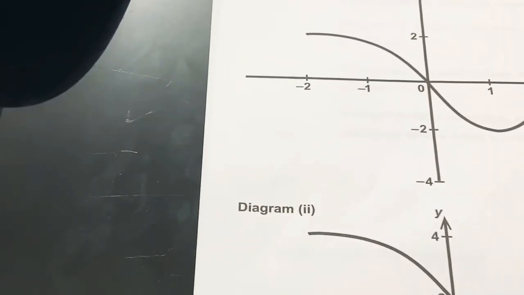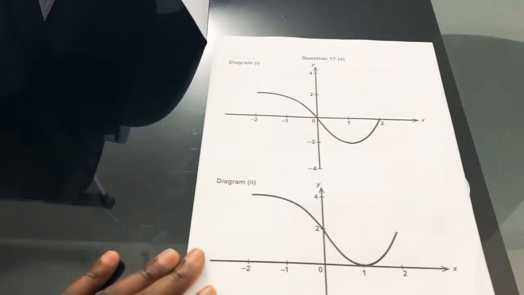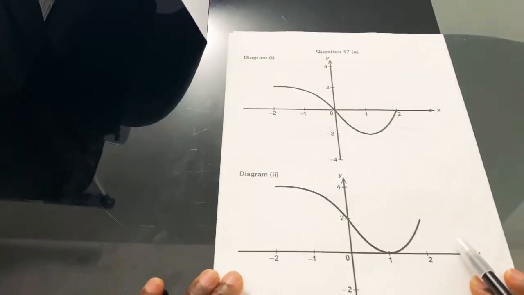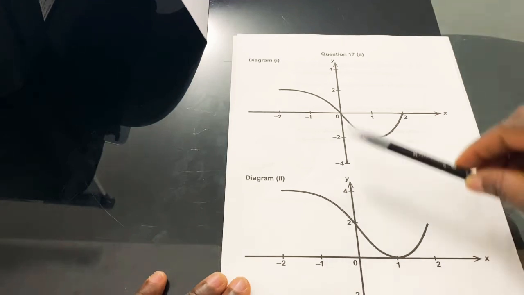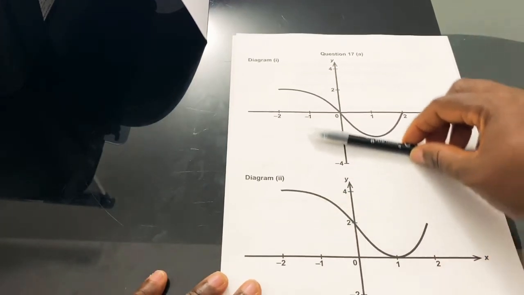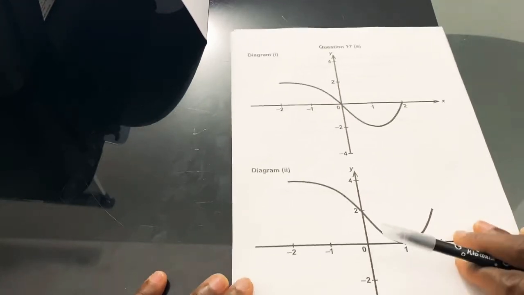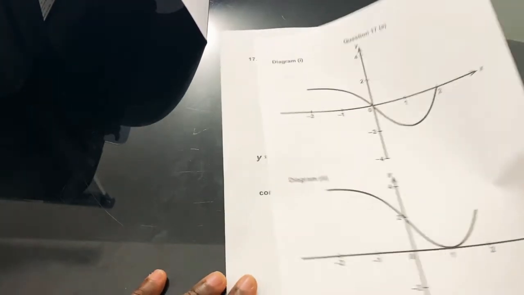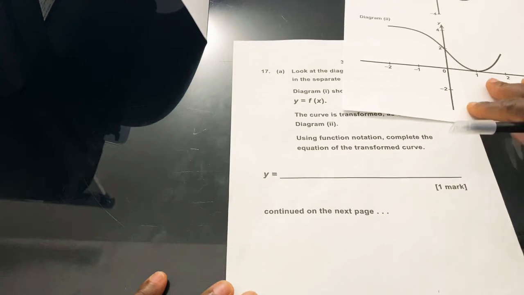When I look at those two, I can see that this graph has just moved. It's just a slide up. So it's still going to be f of x, but slid up by 2. So that will be f of x plus 2.